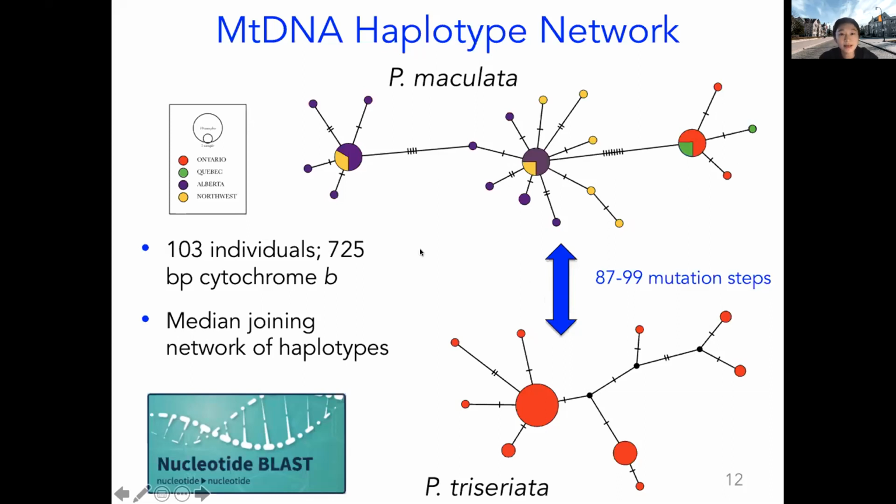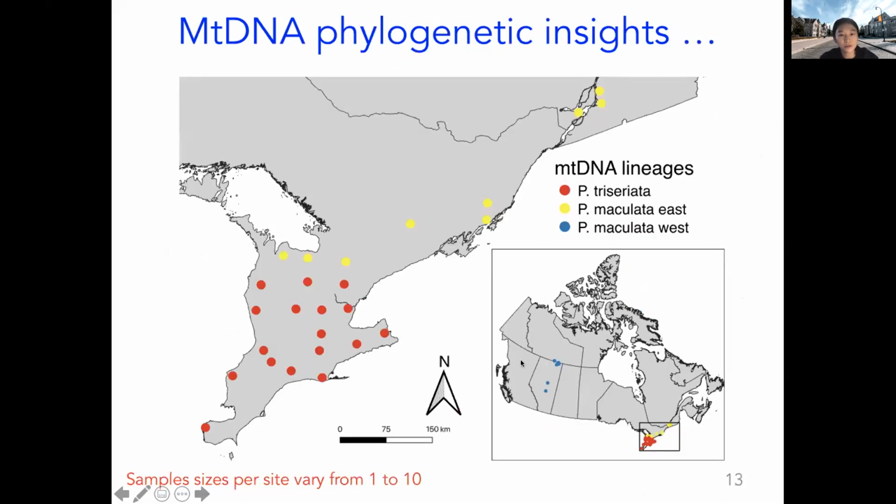So there is a deep divergence between the 2 frog mitochondrial DNA lineages. And so within boreal chorus frog, we see that there are frogs from Western Canada, in Alberta and Northwest Territories, and there are boreal chorus frogs in Ontario and Quebec. So if we map the mitochondrial DNA onto the map, we see that the red dots are the Western chorus frog, and the yellow and blue are the boreal chorus frog. So we found the mitochondrial DNA contact zone a bit northward compared to what Emily Moriarty found.